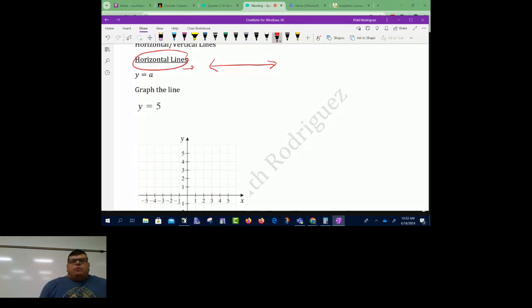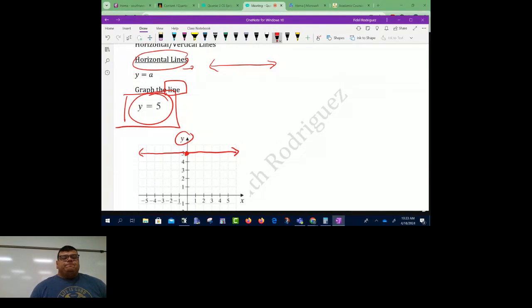How do I know we have a horizontal line? When I look at the equation, y'all, the only letter that I see is the letter Y. So if it says, can we graph the line Y equals 5? Look, here's my Y-axis. Here's the point when Y equals 5. But we are trying to draw the line.